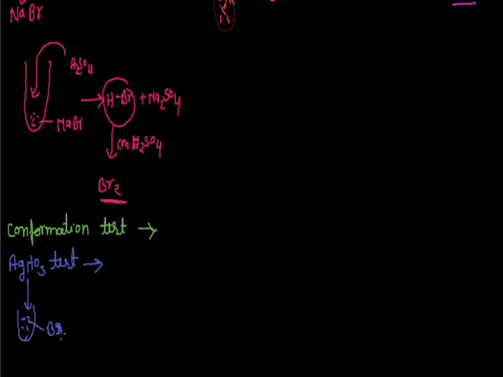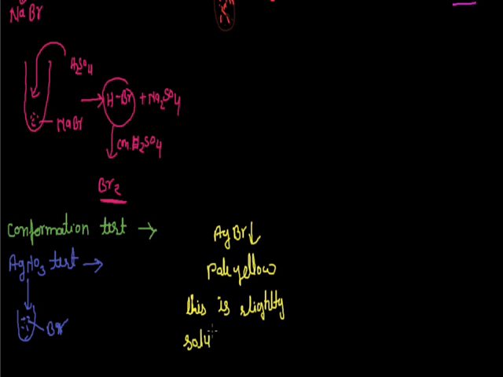and after the reaction we get a precipitate of AgBr. This precipitate is pale yellow, and it is insoluble or sparingly soluble in NH4OH. It is slightly soluble in NH4OH. So we say that Br negative is confirmed in the salt.